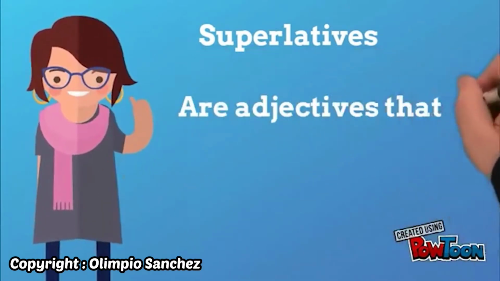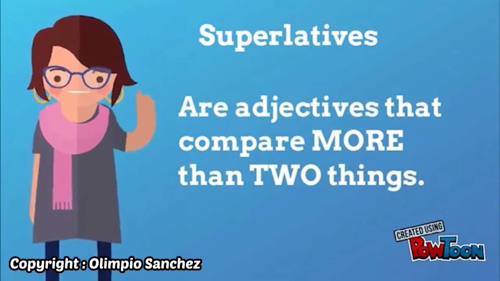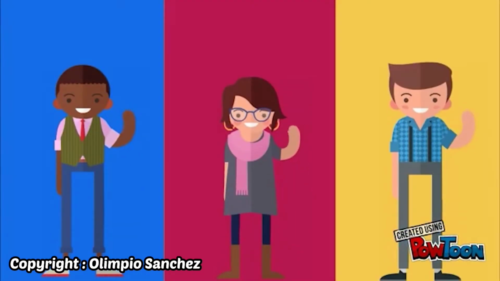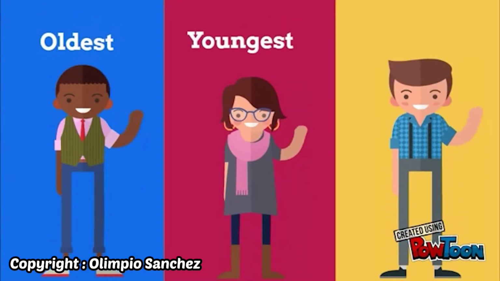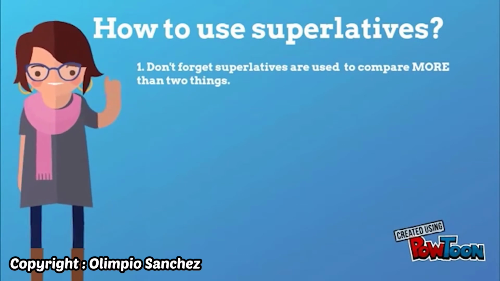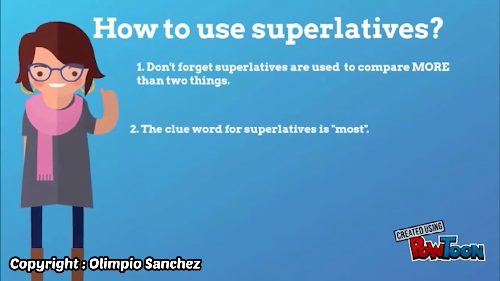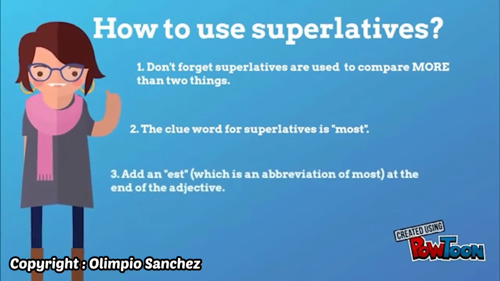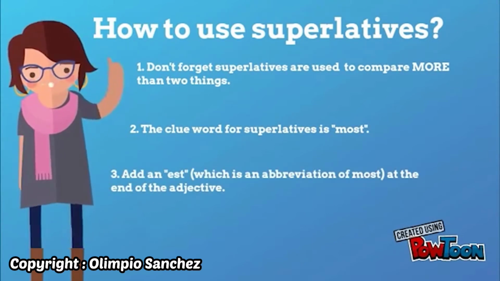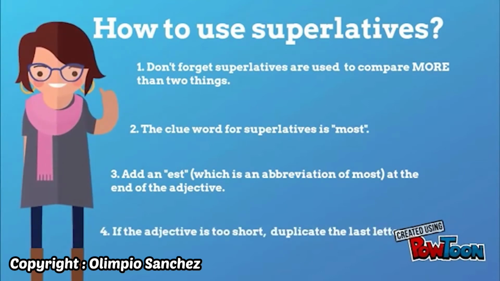Superlatives are adjectives that compare more than two things. Like comparing three people to see which one is the oldest, the youngest, and the tallest. How to use superlatives? First, don't forget superlatives are used to compare more than two things. The clue word for superlatives is most. Add an EST, which is an abbreviation of most, at the end of the adjective. And if the adjective is too short, duplicate the last letter.